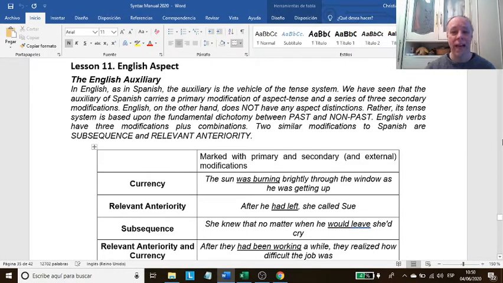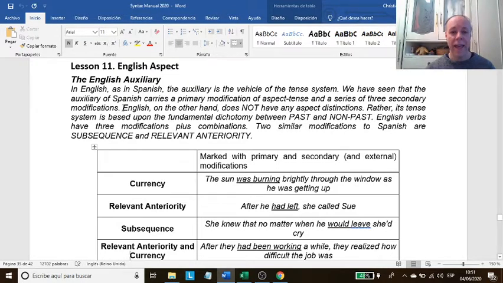We have seen that the auxiliary of Spanish carries a primary modification of aspect, tense, and a series of three secondary modifications. Clear with that? Remember, it is perfective or imperfective. Those are the two primary modifications in Spanish. And then we have explicit subsequence, duration, and relevant anteriority. Three secondary ones.